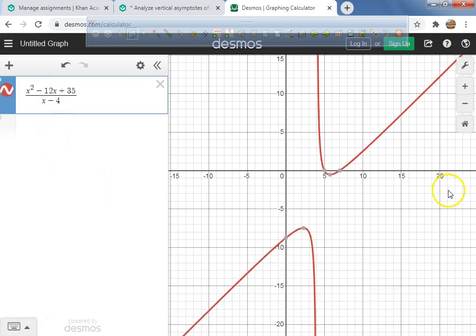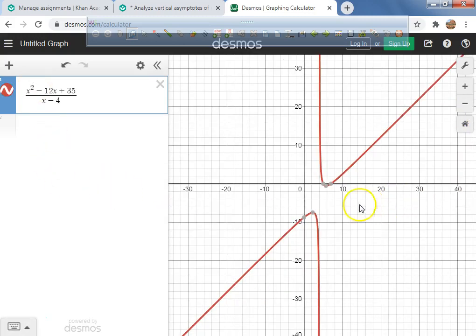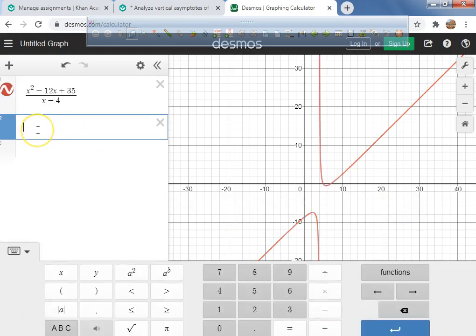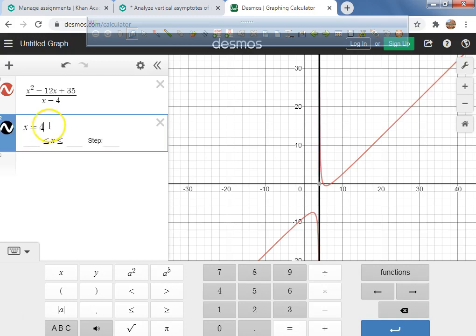All right. So we have a slant asymptote. Do we have a vertical asymptote? Yes, we have a vertical asymptote at x equals what number? X equals 4, because that's the number that you would have to plug in there to make the denominator equal to 0. Now, we do have a couple of zeros, though.